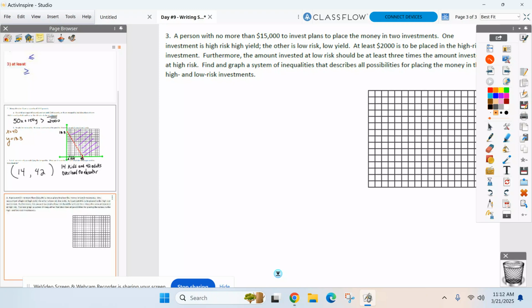We got 2 variables going on here. Let's call the first one X. If you read the bottom here, describe all the possibilities placing the money in 2 different types of investments. The first one, high risk. So X will be the money we put in the high risk investment. And then Y will be the money we put in the low risk. But it's got to follow certain conditions. You can't just put any amount of money in.